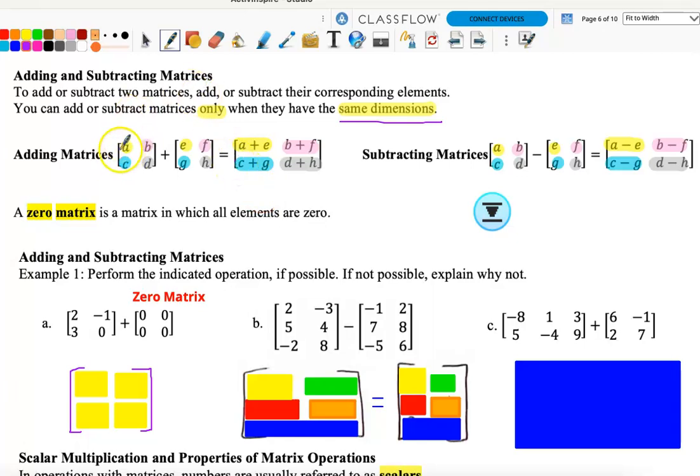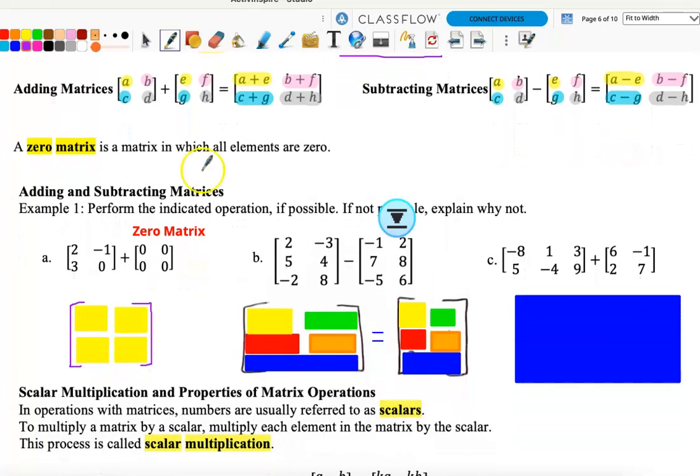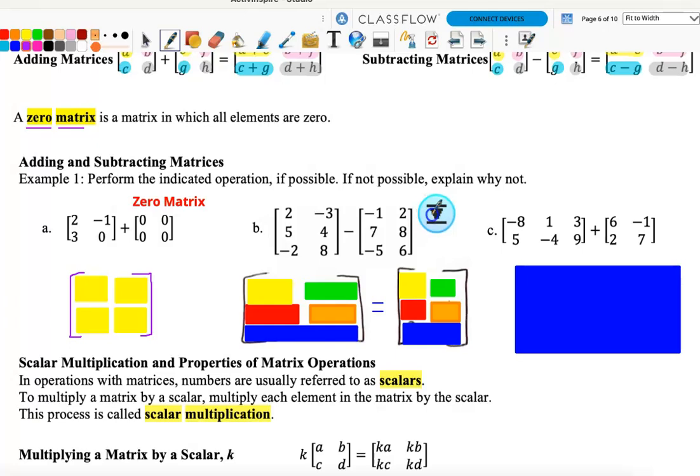So what you would do is you would take the top left and the top left and add them. You would take the top right and the top right and add them. Same thing for subtracting. So if you guys want to get highlighters to kind of color code today, feel free to do that. But let's do some problems. Also, a zero matrix is a matrix where 0 is everywhere. So we're actually going to talk about the zero matrix in this problem. Example 1. Perform the indicated operation if possible. If not possible, explain why.